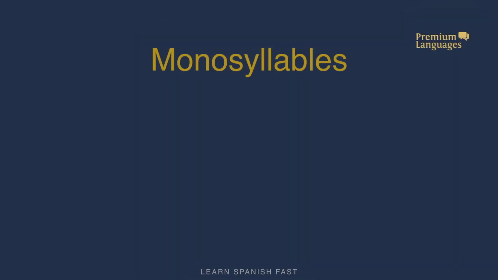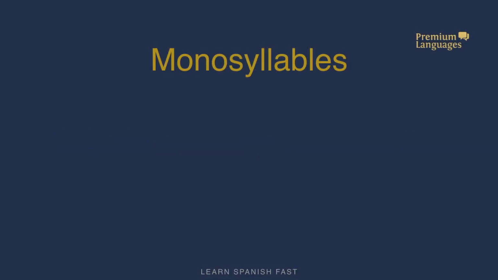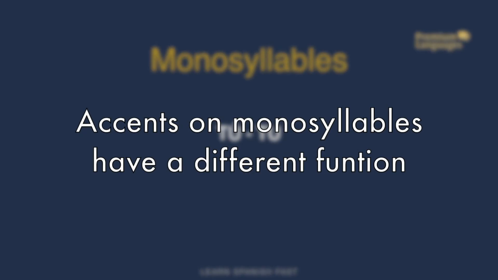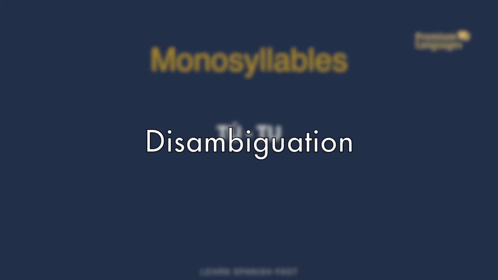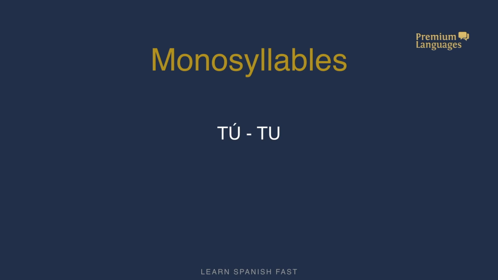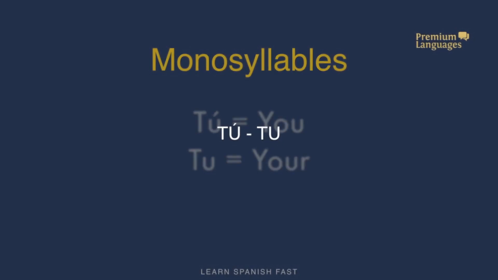Some words only have one syllable, and they are called monosyllables, and normally they do not have accents. However, some of them have an accent because they have a double meaning, and we have an accent on top of them just to differentiate them. Tú and tu sound exactly the same, but they have different meanings. The first one, with an accent, means you, and the second, without the accent, means your, as in your house.